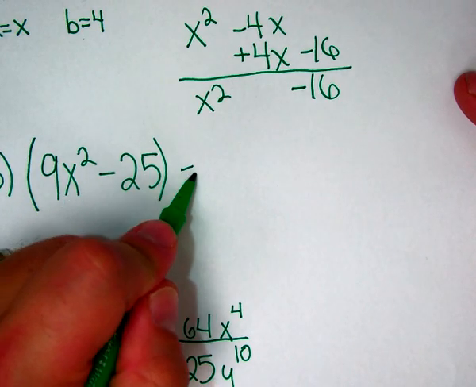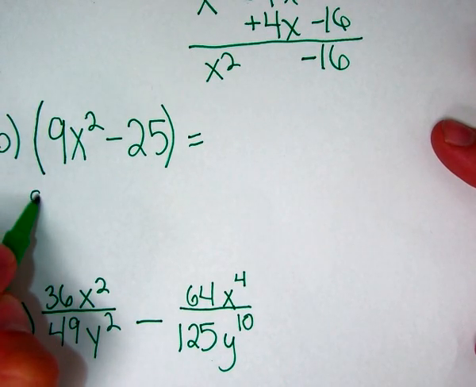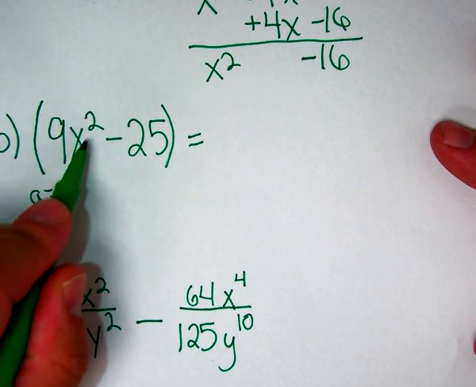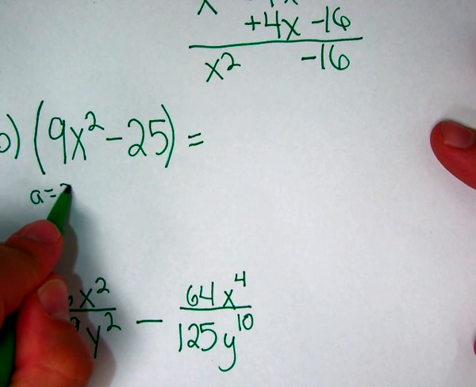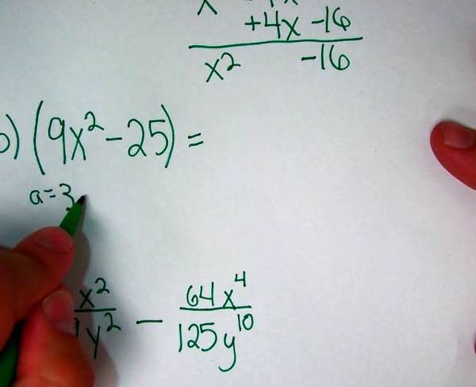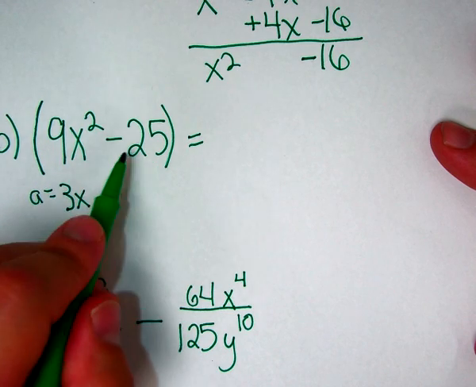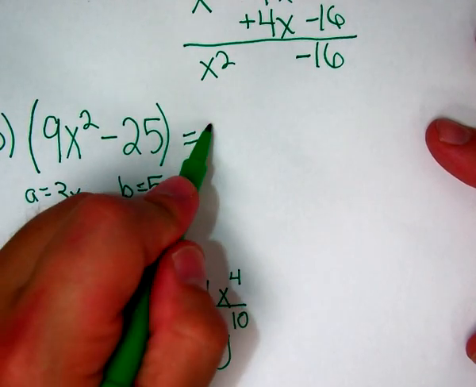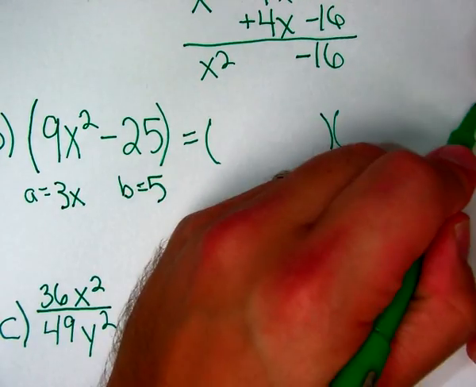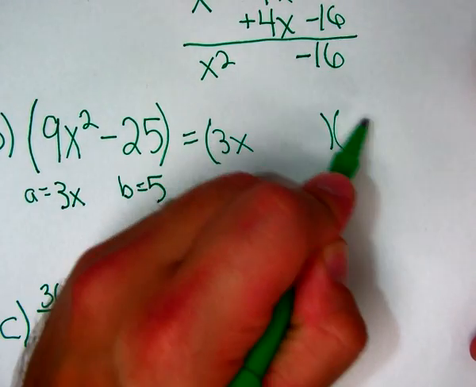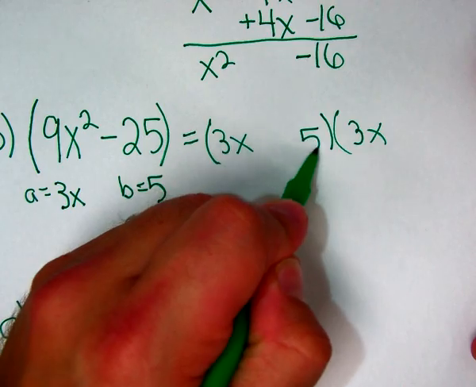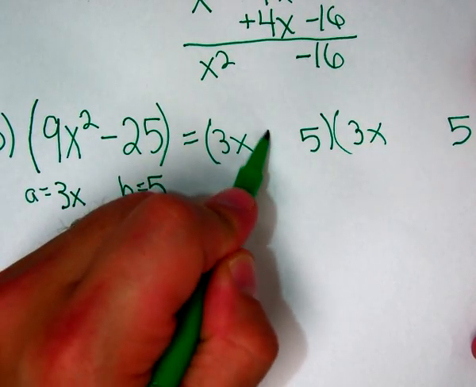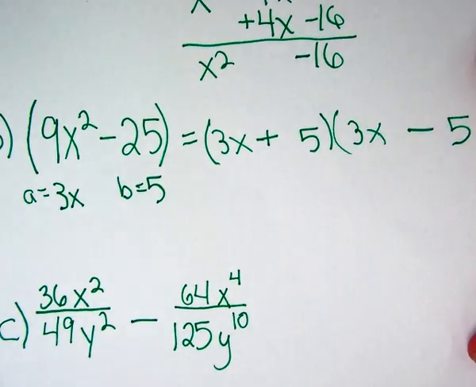So let's go on to the second example. What's the a value here? Well, we have 9x squared. What's the square root of 9? It's 3. X squared, take half of that, is just x. 25, the square root of that is just 5. So throw these values into your formula. We're going to have 3x, and we'll have 5, and then we have plus and minus. And you're done.